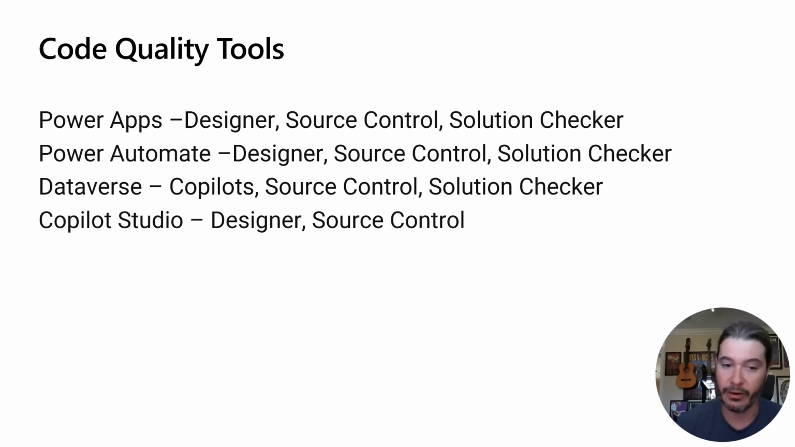There's obviously third-party code review tools as well, but source control is going to be needed for all of that. For Power Automate, again, the designer has the same thing. Source control, solution checker, same thing. You see that applies to Dataverse and Copilot Studio.